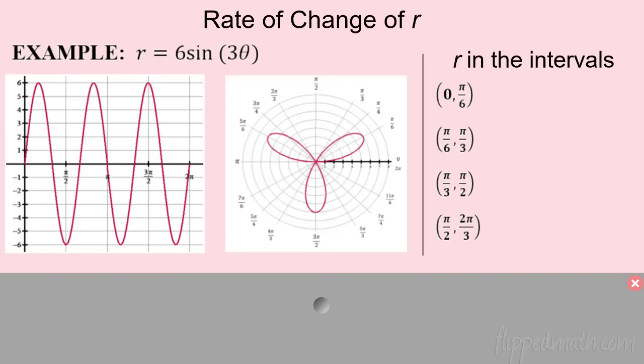All right, here we go. Let's take a look at the last section here. We're going to wrap up polar functions, which is pretty awesome. We're going to look at the rates of change of r. So we're going to look at the radius of these polar functions as it goes around the circle.